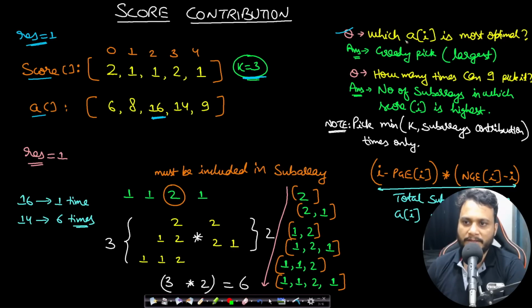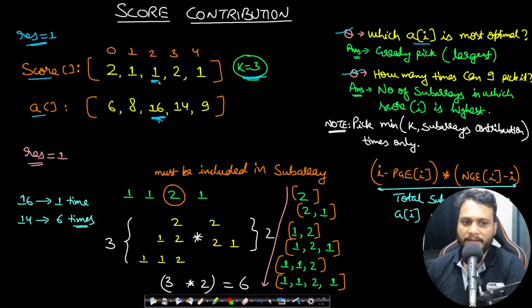So the question here is, which array item is most optimal? The largest item will be most optimal, right? We have to greedily pick the largest item, because whichever item is picked, that will be multiplied. Then how many times can I pick it? Now the number of times that you can pick this 16 will depend on in how many subarrays the score is maximum, right?